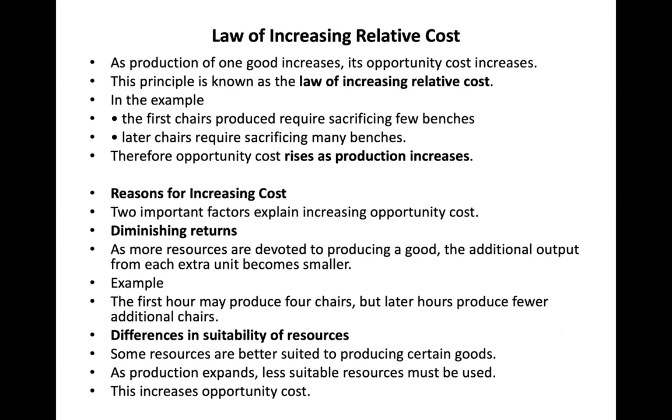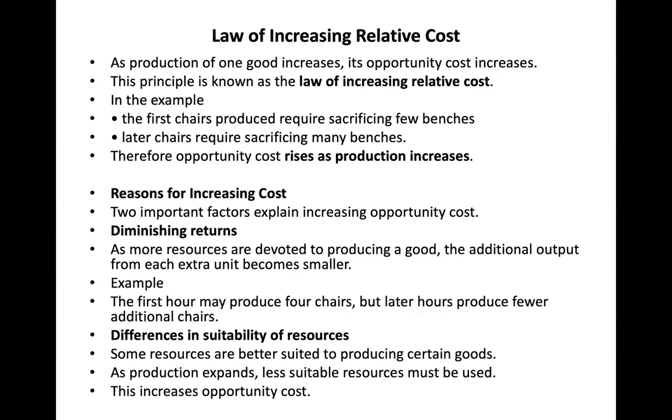I'm saying that as production of one product increases, its opportunity cost increases. Such a principle is what is known as what? The law of increasing relative cost. In the example of chairs and benches, the first chair produced required what? Sacrificing few benches. Later, the chairs require sacrificing many what? Benches. Therefore, the opportunity cost rises as production increases.